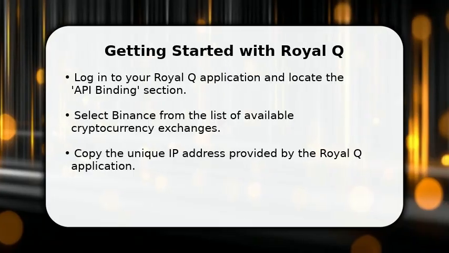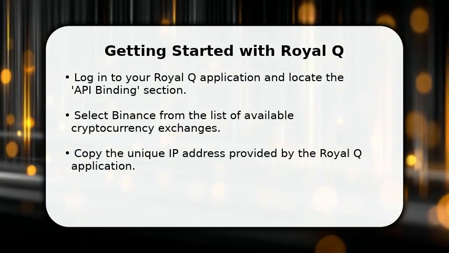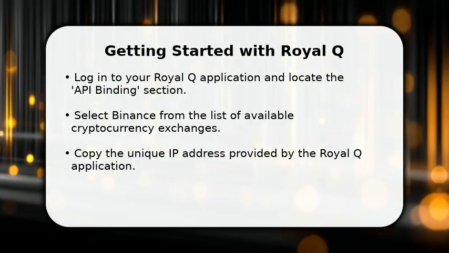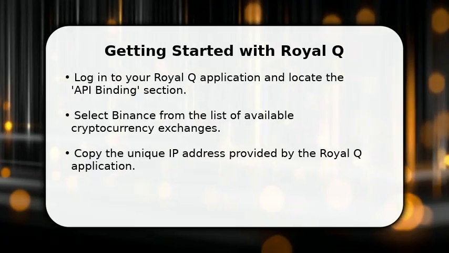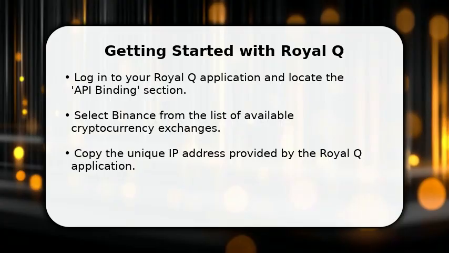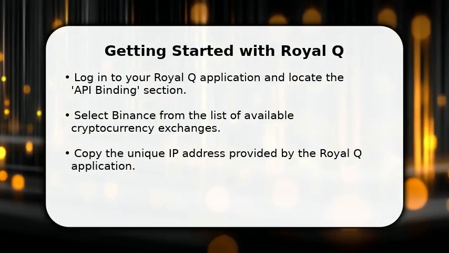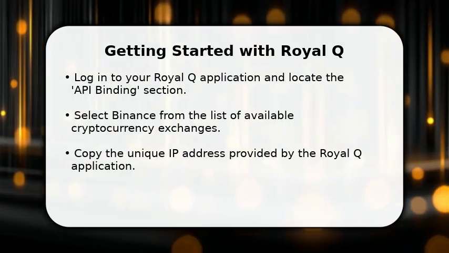In this video, I will explain how to connect your Binance account to RoyalQ. First, open your RoyalQ application and navigate to the API binding feature. You will see a list of exchanges. Choose Binance. RoyalQ will then provide a specific IP address. It is crucial to copy this address accurately, as it will be used for security settings in Binance.